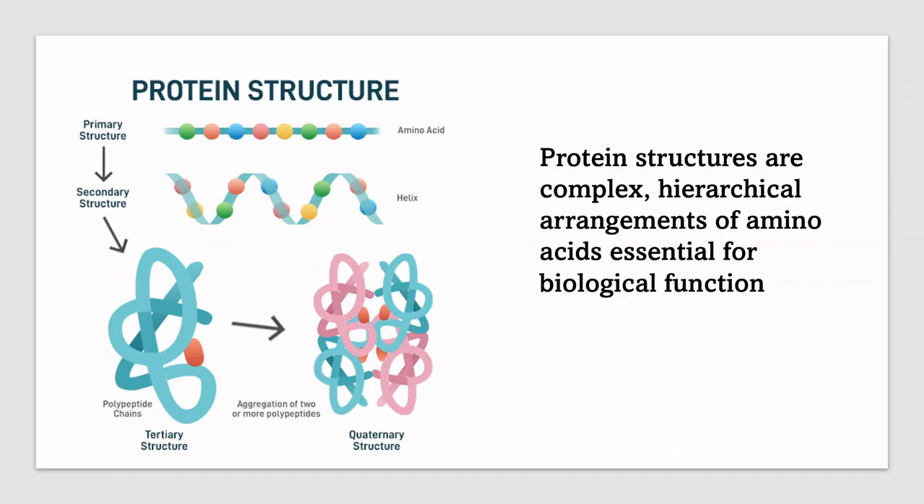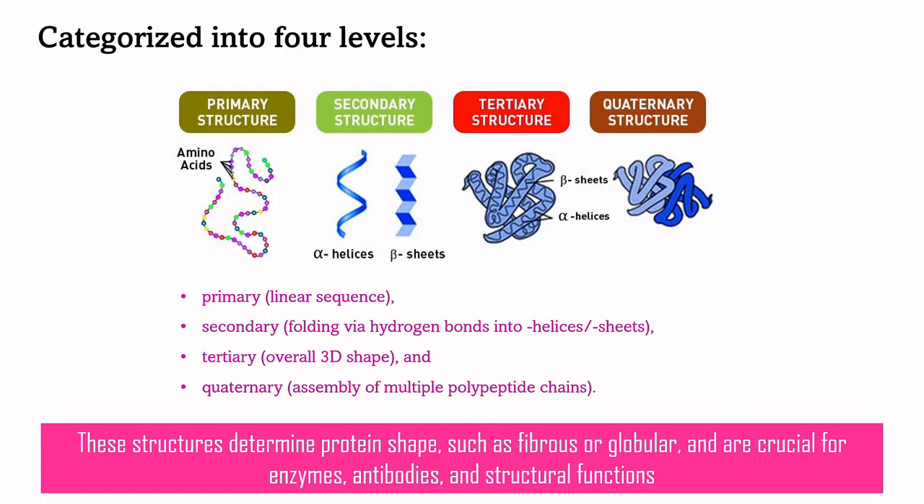There are many hierarchical arrangements of amino acids which are essential for biological function. And the three-dimensional arrangements of these polypeptide chains determine the structure and function of proteins in living systems. So, the structure of protein can be categorized into four levels.